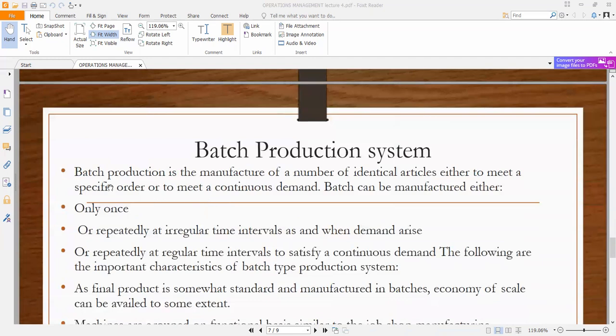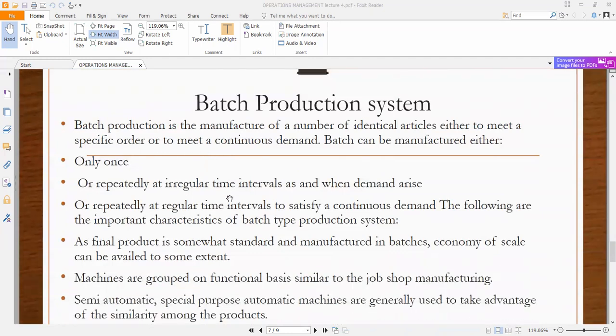Batch production system. The batch production system is the manufacture of a number of identical articles, either to meet a specific order or to meet a continuous demand. Now, this is done on a dual system basis, in the sense that you are manufacturing a number of identical articles or products either to meet a specific order or to meet a continuous demand. It consists of batch as well as another that we'll see later. But what we're saying is that you can either continue or just do it on a specific demand.